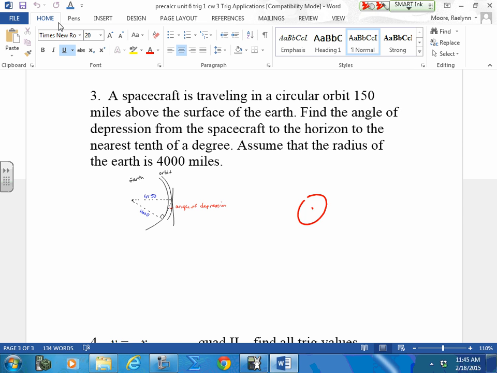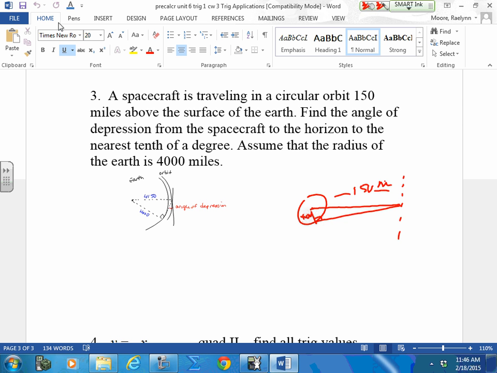Here's your center. It's coming out here. Here's your right angle over here. This piece over here is 150 miles. This piece was 4,000 miles, not drawn to scale. And here's your angle of depression. Here's your horizon or something, and here's your angle of depression.